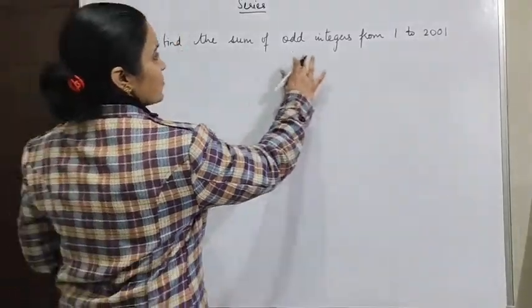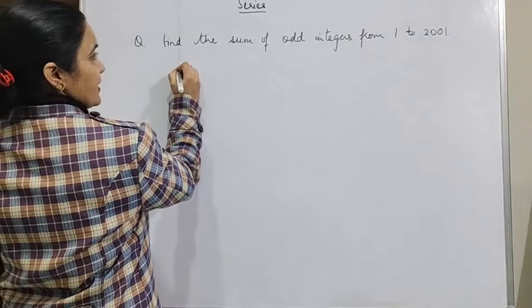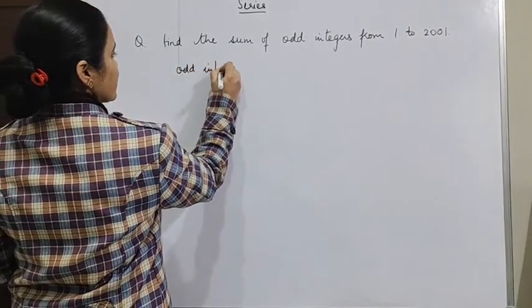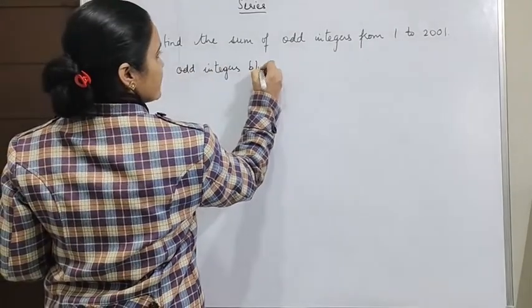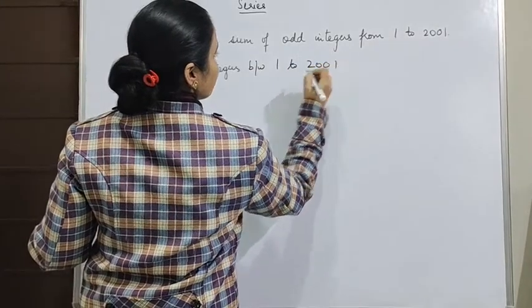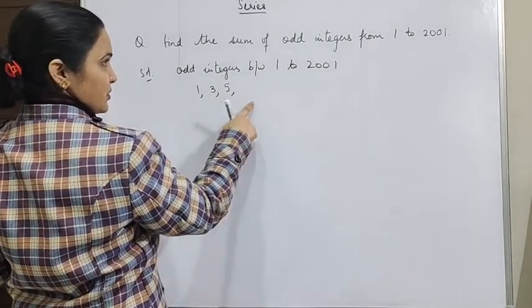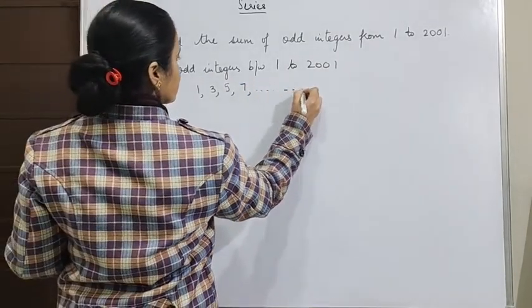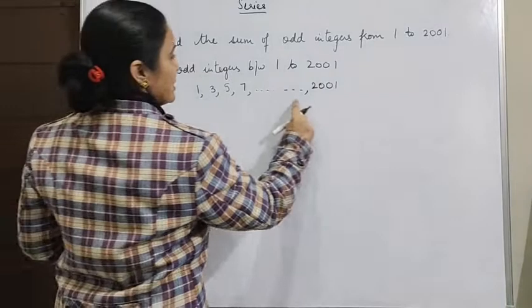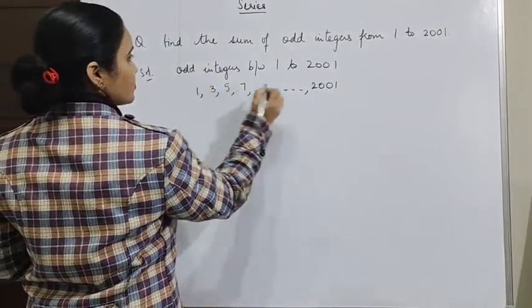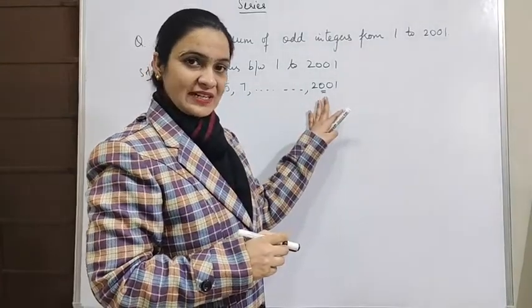Question number 2. Find the sum of odd integers from 1 to 2001. The odd integers between 1 and 2001 are 1, 3, 5, which are not divisible by 2, 7 and so on up to 2001. We don't know how many integers there are from 1 to 2001, so our first job is to find the number of terms, that is n.